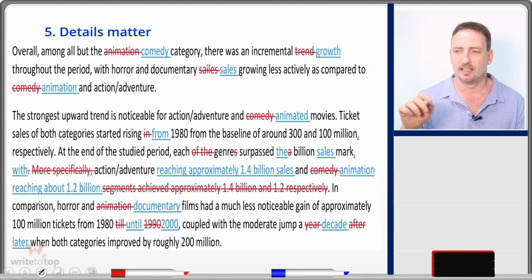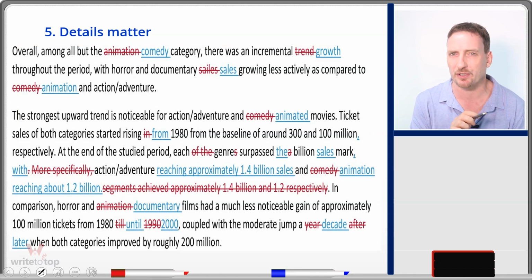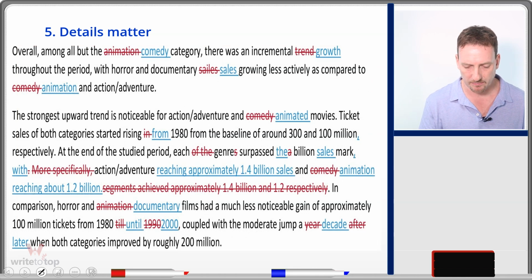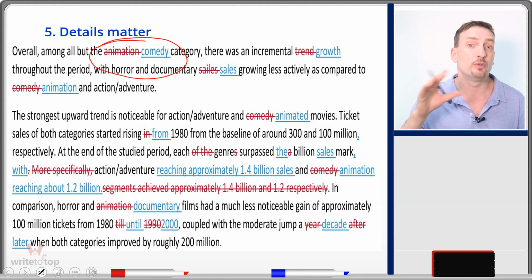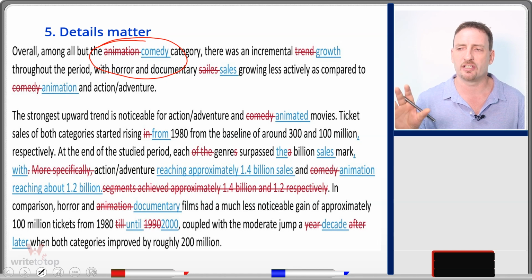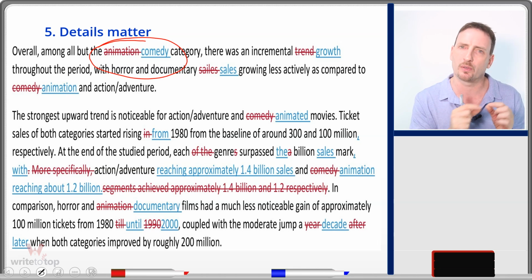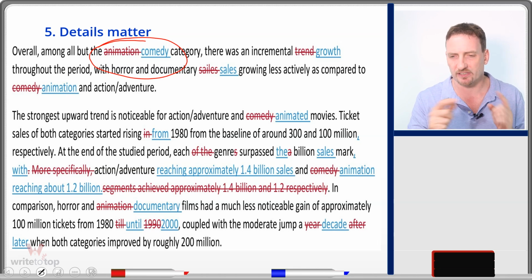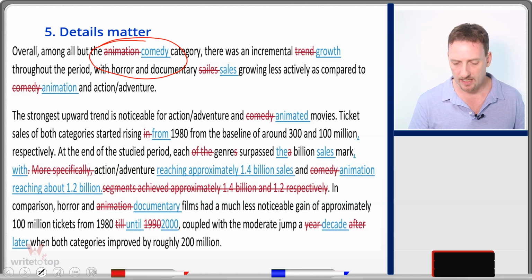Now, notice that some of the mistakes are about information. They're not about English. So, for example, this person mixed the comedy genre with the animation genre. This is about movie genres. Both of these lines were blue. One was a dark blue, one was a light blue. But this person obviously looked at the graph too quickly, mixed up the details, and now the information in the summary is incorrect. Points lost, okay?